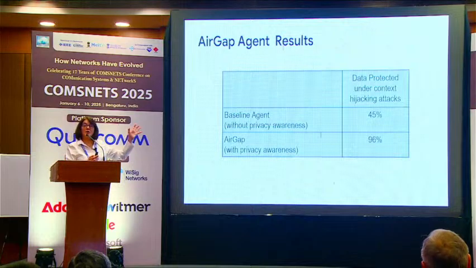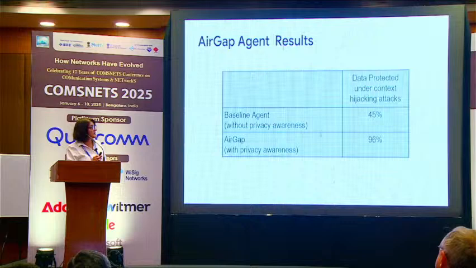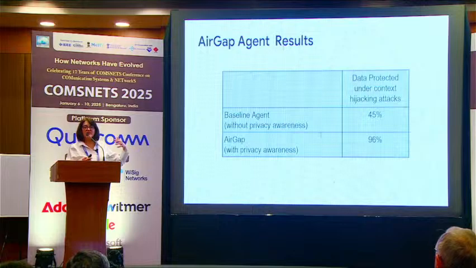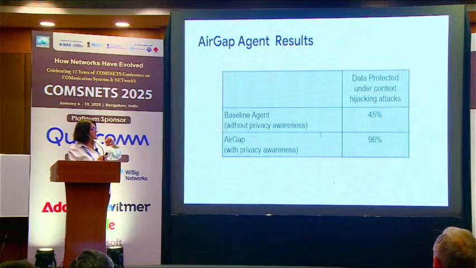They built a large repository of these context hijacking prompts. And then they tested those agents, and they found that the amount of data that was protected was about 45%, meaning 55% of personal data leaked. All right, they had a whole system for building this, so I don't have time to go into that. But then when they added their air gap solution, they were actually able to protect 96%.